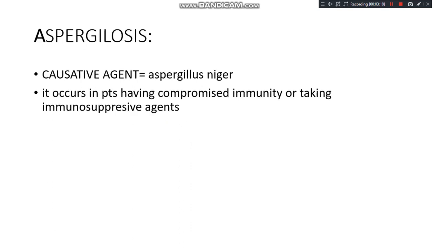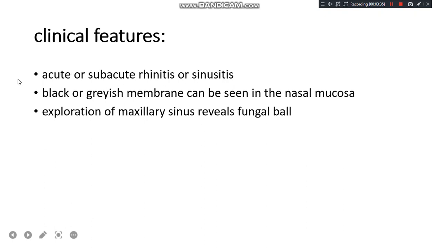Okay. The second condition is aspergillosis, which is caused by Aspergillus niger. It occurs in patients having compromised immunity or taking immunosuppressive agents, so basically in patients with weak immunity. Now, clinical features: it can be acute or subacute rhinitis or sinusitis. Rhinitis, we know, is the inflammation of the nasal mucosa, and sinusitis is inflammation of the sinus. Acute means less than 3 months, and subacute is up to 3 months.